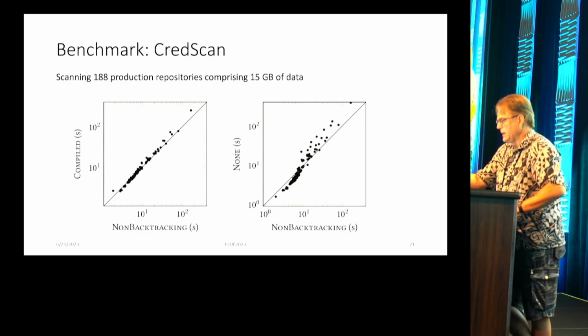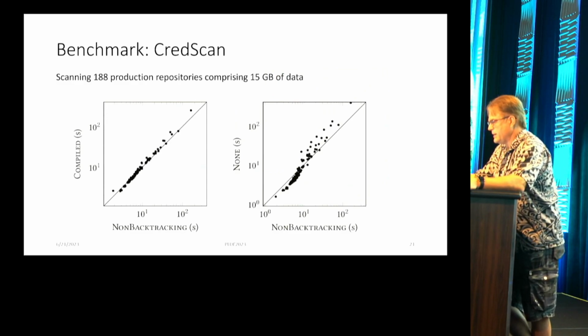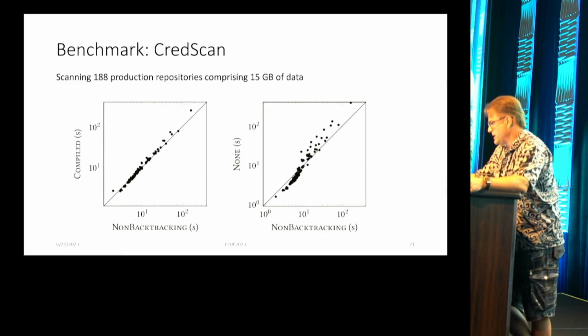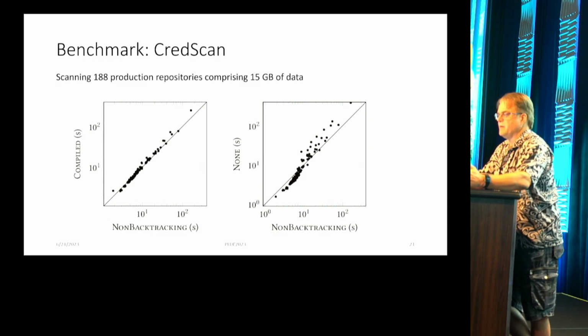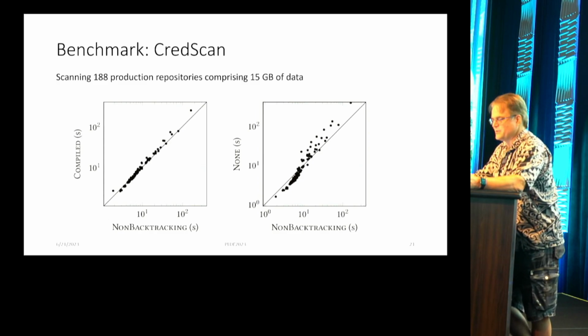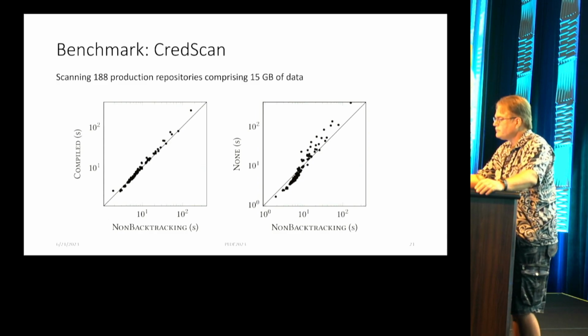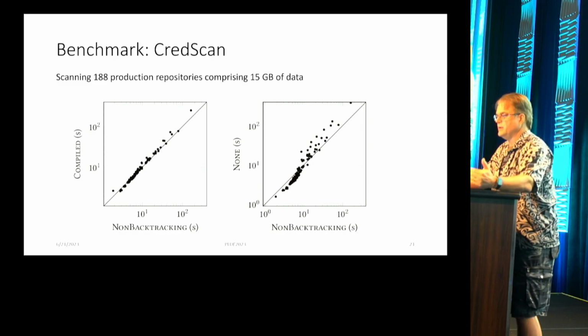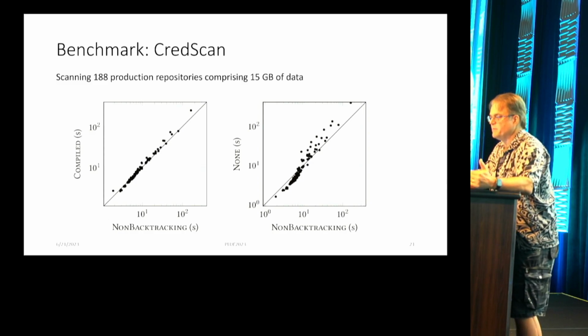And finally, the CredScan benchmark, which has been used in production for several years already, initially by SRM, now they're moving over to .NET 7, shows the advantage of non-backtracking. Compiled became much faster during the last releases, but non-backtracking still has a benefit, and particularly avoids the outliers that can be very painful.